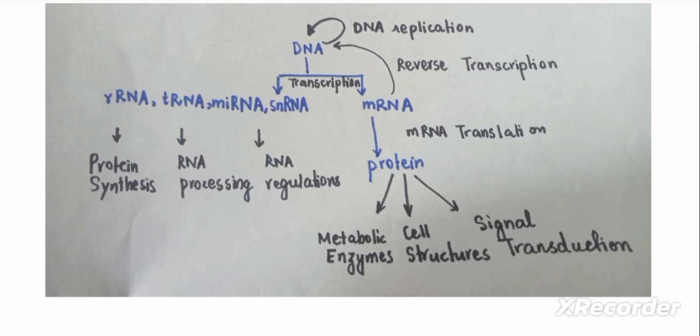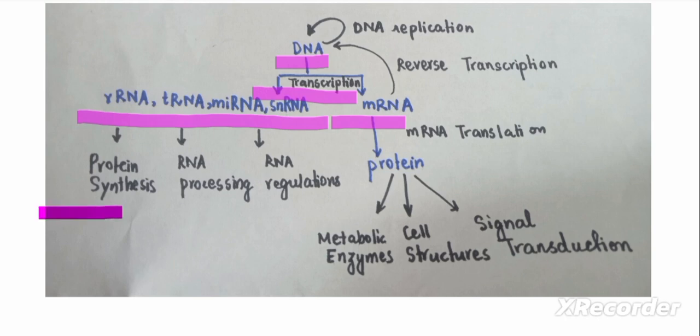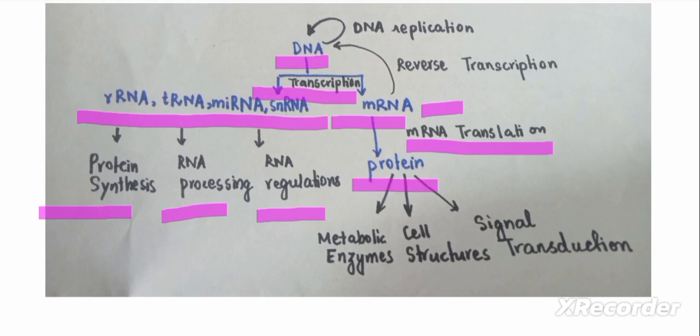First you can see this is a DNA molecule which undergoes replication, makes copies. Then this genetic information in DNA is transcribed into messenger RNA and other kinds of RNA like ribosomal RNA, transfer RNA, microRNA, small nuclear RNAs. These RNAs are involved in protein synthesis, RNA processing, and RNA regulation. And this messenger RNA is translated into a functional product which is protein.